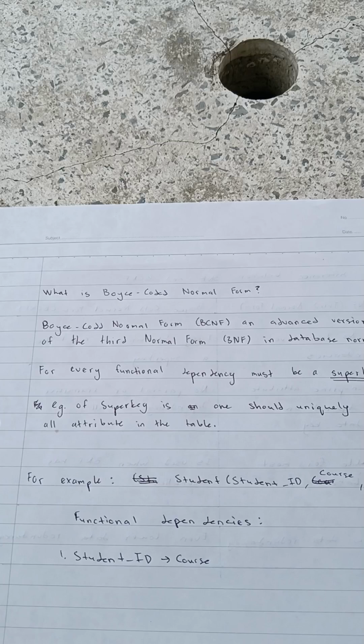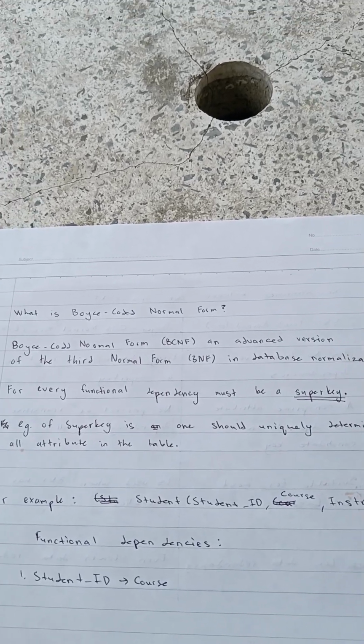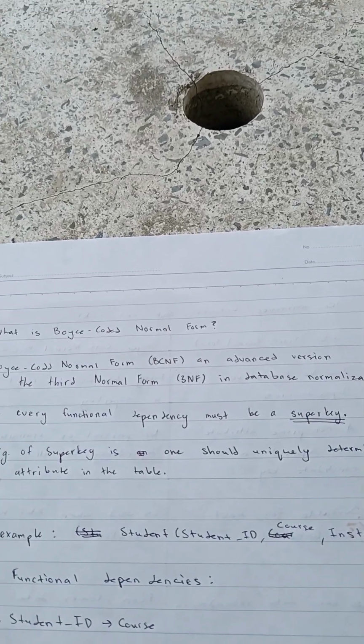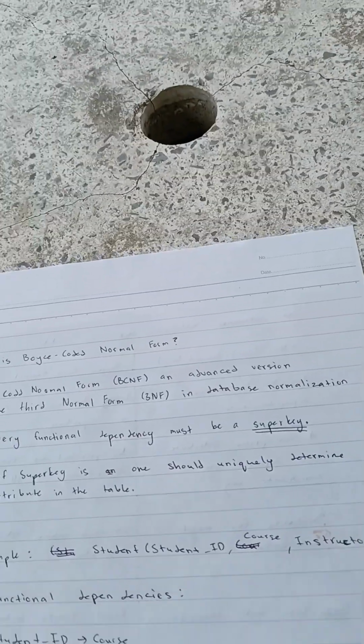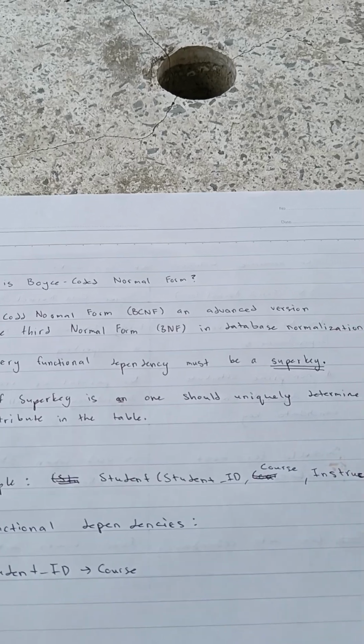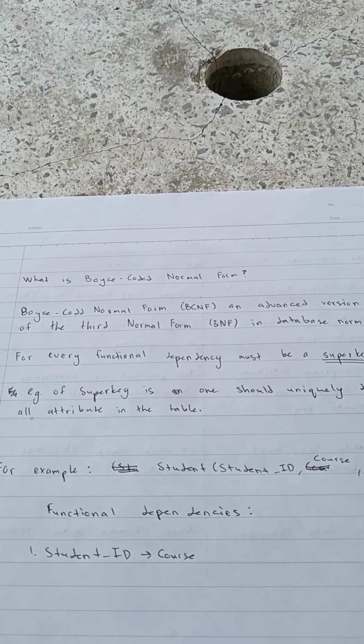Now, Boyce-Codd normal form is an advanced version of the third normal form in database normalization. Its functional dependency must be a super key. Now, what is a super key? A super key is one that should uniquely determine all attributes in the table.